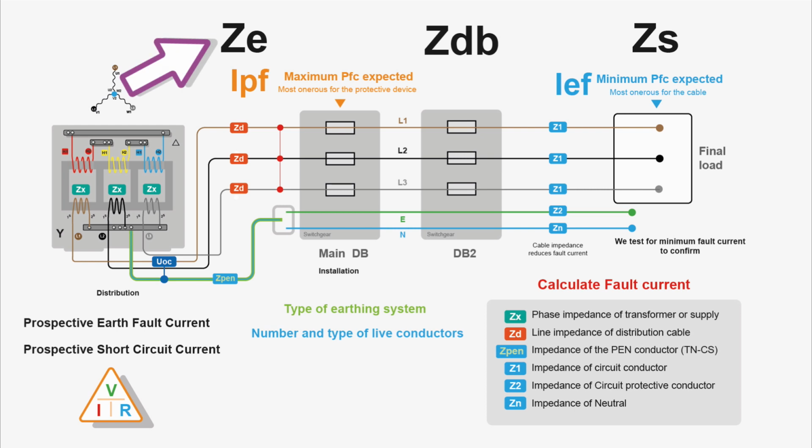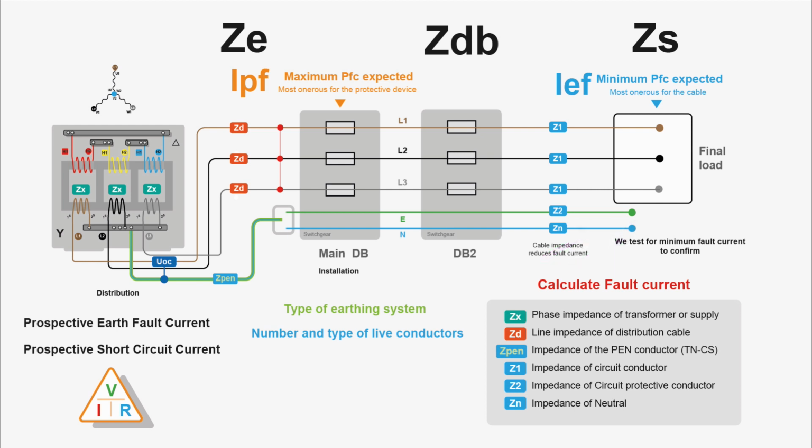So it's ZE at the origin, ZS at the furthest point from the origin, and if there's a distribution board or something in between, that would be your ZDB. To get our prospective earth fault current and our maximum earth fault loop impedance, we measure or calculate or inquire about our maximum prospective fault current at the origin, or we can measure or calculate our minimum prospective fault current at the load end.